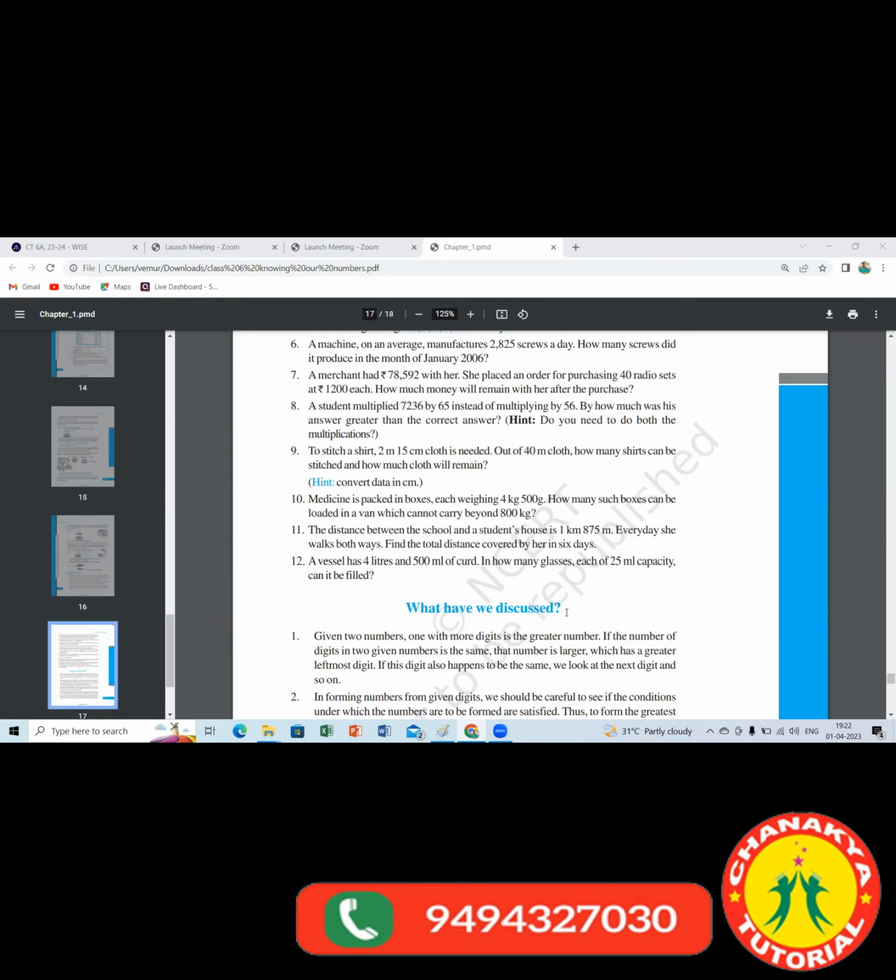How many more times did he multiply? Generally, he should multiply with 56. What happened? He multiplied by the reversed number, 65. How much greater is the answer than the correct answer? A student multiplied with 65 instead of multiplying with 56. So what is the step? What is the number?